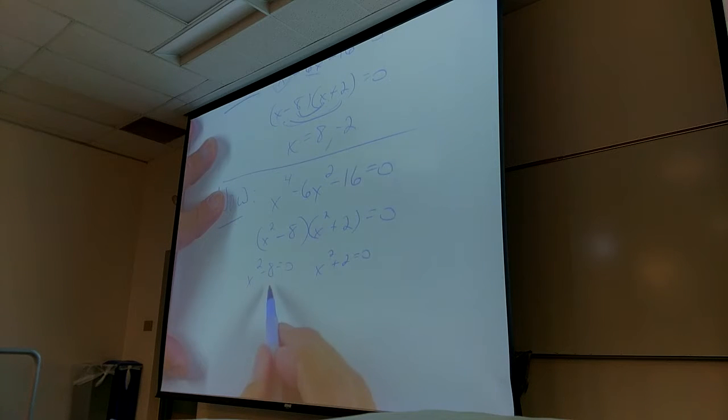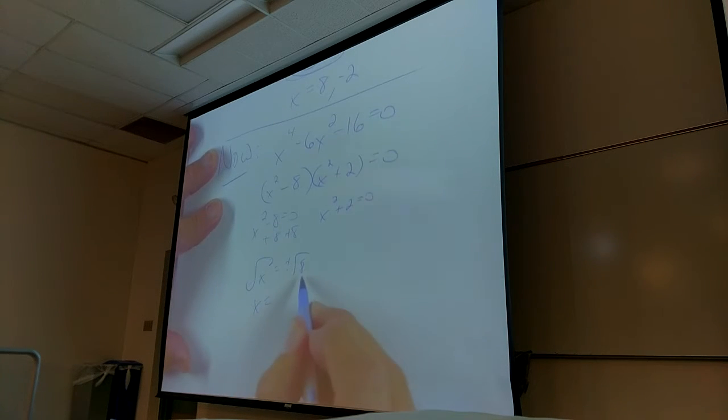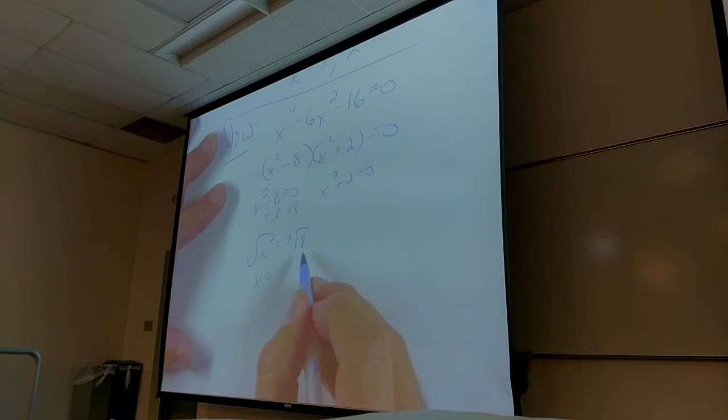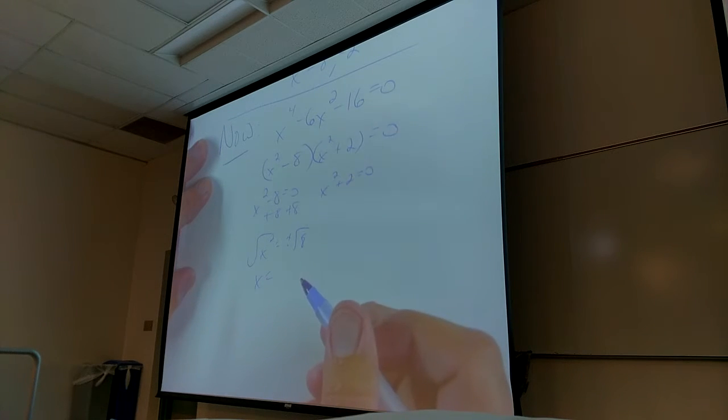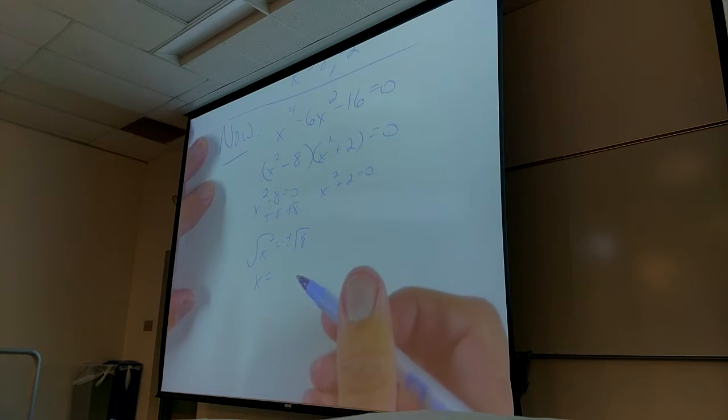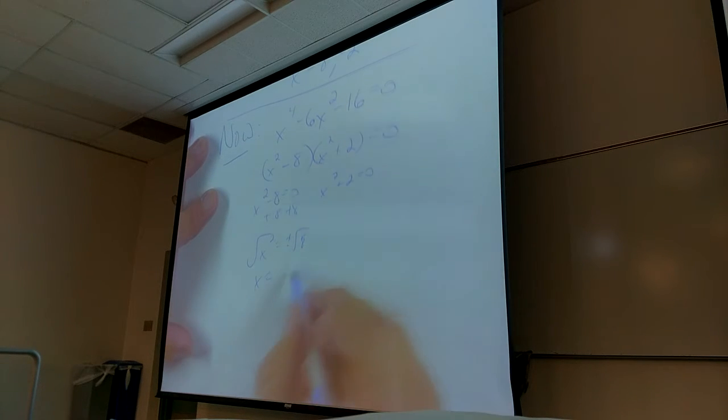How do you solve this guy? Add 8. Square root. How do you square root of 8? Yeah, 8 is 4 times 2. So some of you guys hopefully are starting to just know that the square root of 8 is 2 rad 2. There's a few of these that are real basic that should maybe stick in some of your heads. So this is plus or minus 2 rad 2.